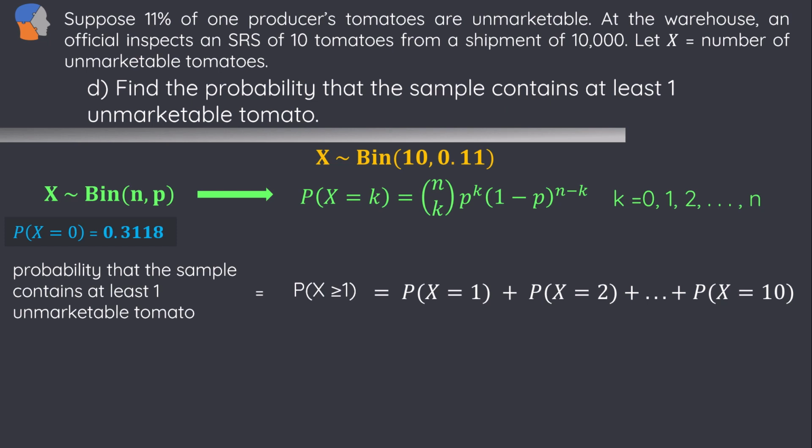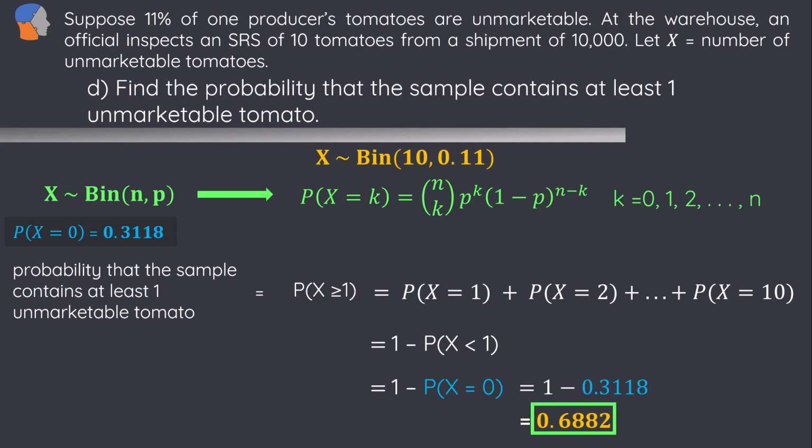We can use the complement rule. What is the complement rule for this case? We have the probability of X greater than or equal to 1. So we can write this using the complement rule as 1 minus the probability of X less than 1. What are the values of X less than 1? That is the probability of X equals 0. We already know the probability of X equals 0. So we can subtract it from 1. The answer is 0.6882. That is the probability of X greater than or equal to 1.